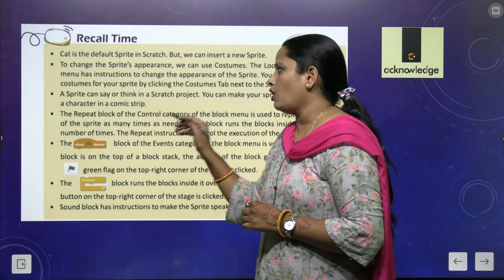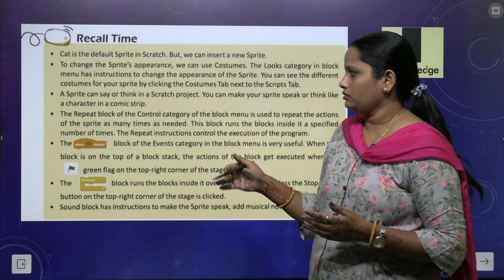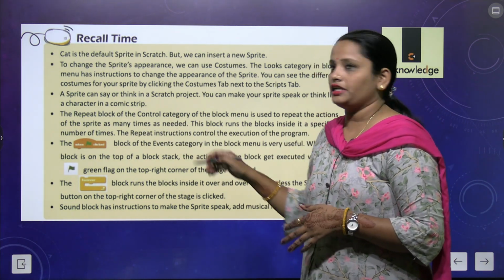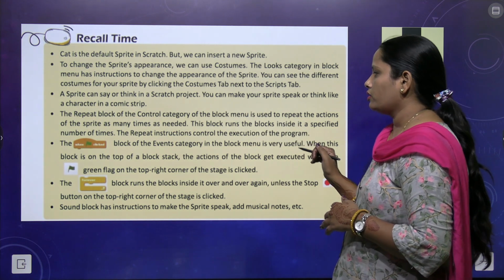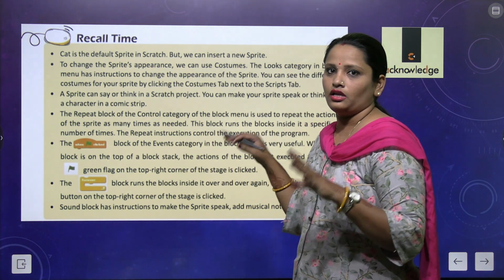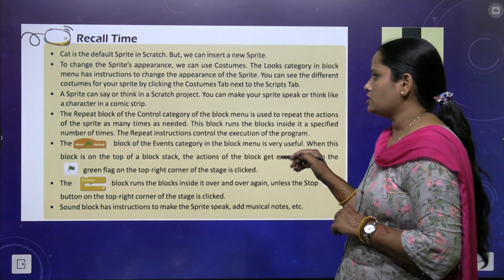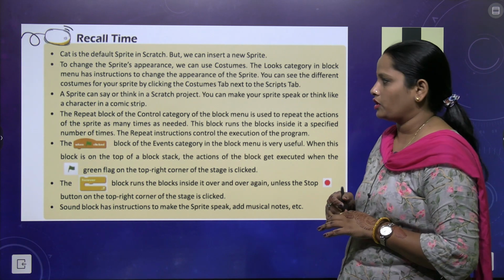Okay, the repeat block of the control category of the block menu is used to repeat the action of the sprite as many times as we want, and this block runs inside the specific number of times. So whatever number we have given, according to that, the sprite will work. The repeat instructions control the execution of the program.